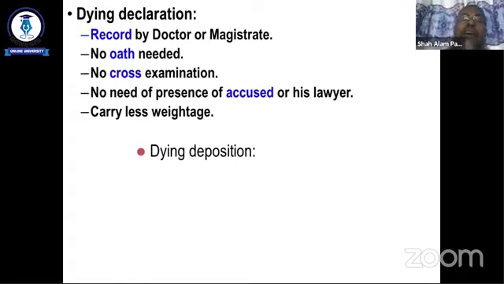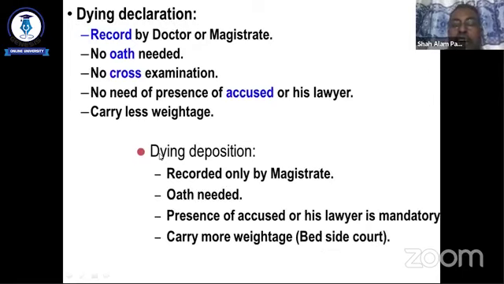Usually dying declaration is recorded by doctor or magistrate. If time allows, then call a magistrate to record the dying declaration. If you think that the patient may die before the arrival of the magistrate, then the doctor can take the dying declaration. Here, no oath is needed, no cross-examination is held, no need of presence of accused or his lawyer, and dying declaration carries less weightage than dying deposition.